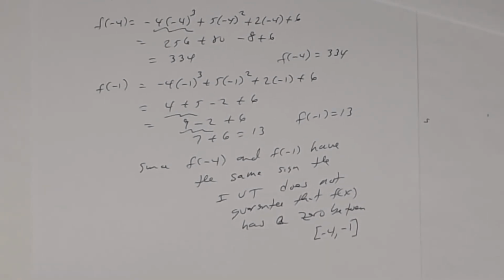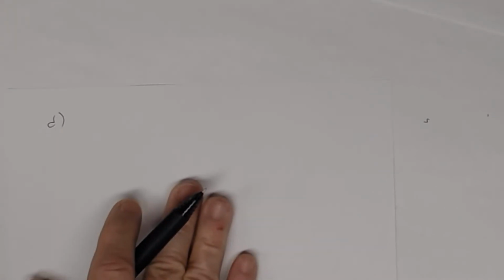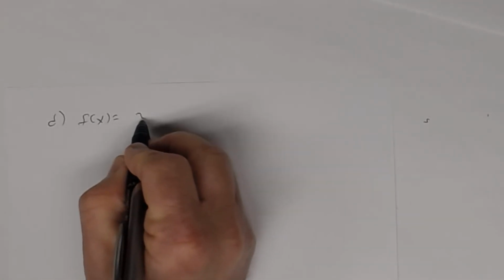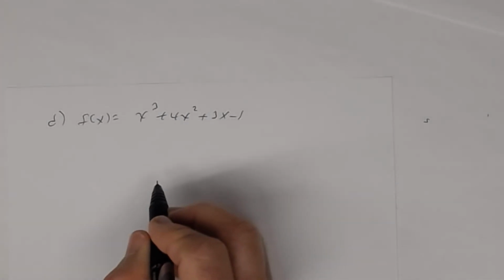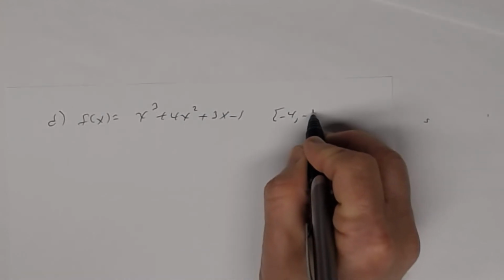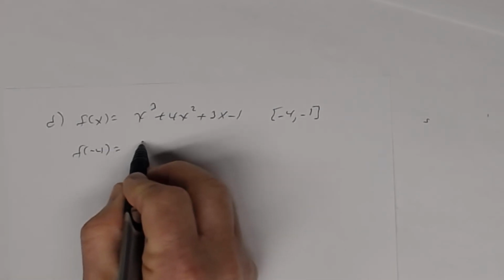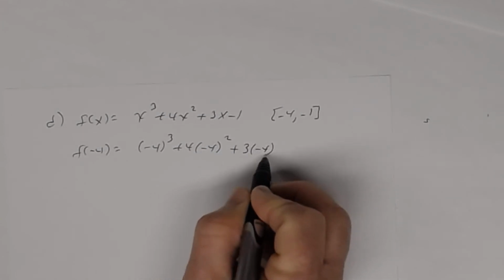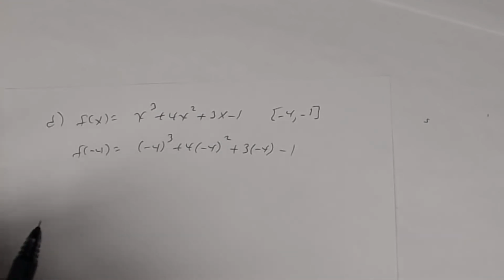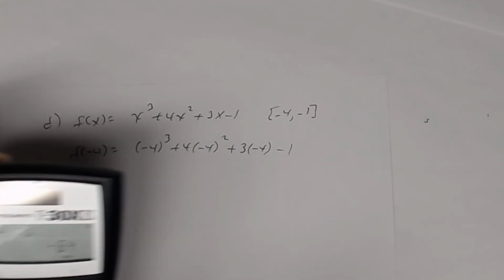All right. And then finally, let's look at D. So for D, we have this function, f of x equals x cubed plus 4x squared plus 3x minus 1. And again, we're looking at the interval negative 4 to negative 1. All right, so we have to find f of negative 4. So that's going to be negative 4 cubed plus 4 times negative 4 squared plus 3 times negative 4 minus 1. Negative 4 cubed, use your calculator, is a negative 64.